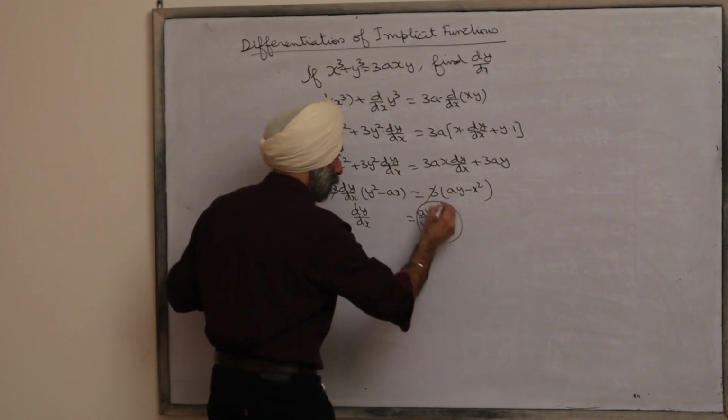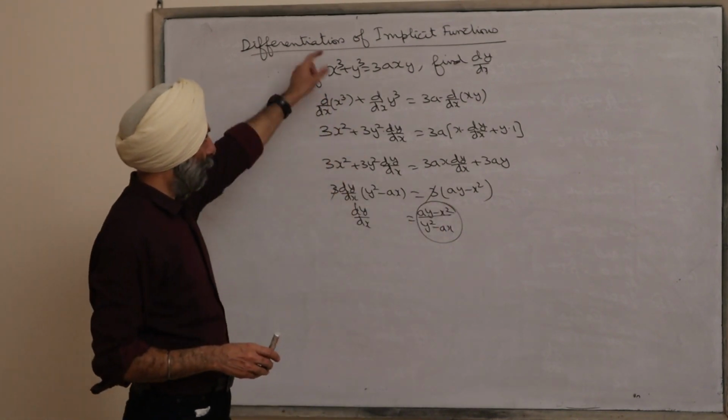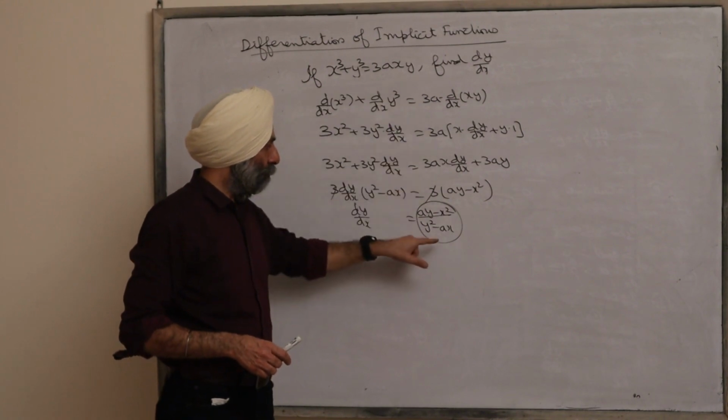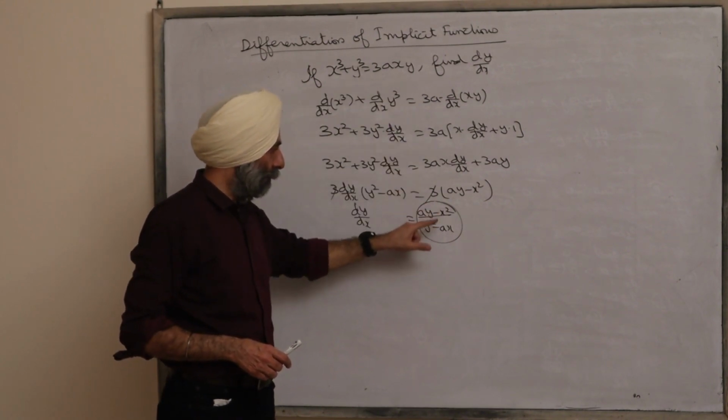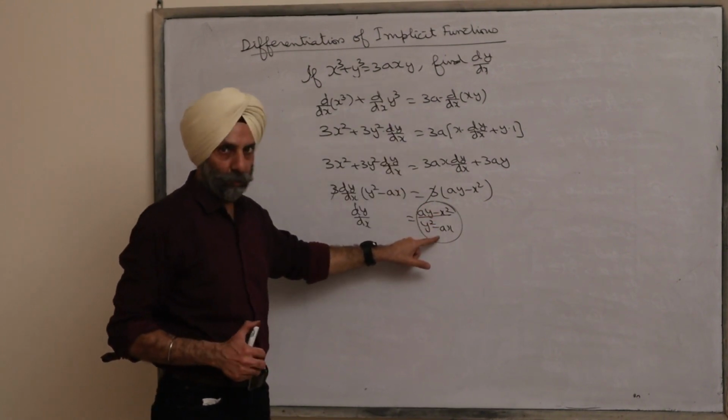So this implies that dy over dx is equal to (ay minus x square) over (y square minus ax). Now I am repeating the fact that this was an implicit function. Your answer, that is that of the differential, is also in the implicit form here.